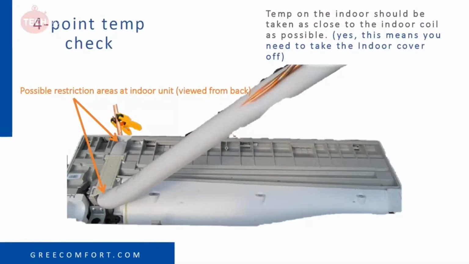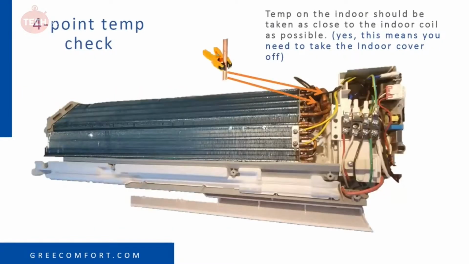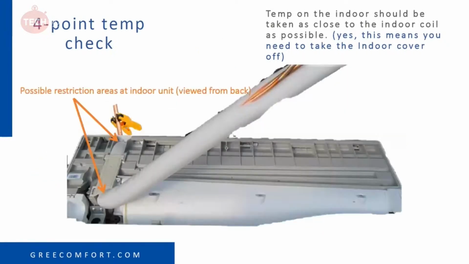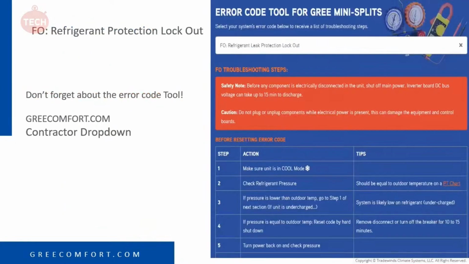GREE did recently add a corrugation on there to help prevent that from kinking when bending. You want to be careful in doing that, but they did put something in there to help prevent that from happening. That's the reason why we want to check from here and not on the outside of the wall, because we'd be missing that bend there. Sometimes it gets kinked. So again, don't forget to use our error code troubleshooting tool. It has most of these steps in there. I did add some. It's on greecomfort.com, in the contractor dropdown. In this example, I entered the FO code, and it's going to give you a step-by-step guide of what to do.